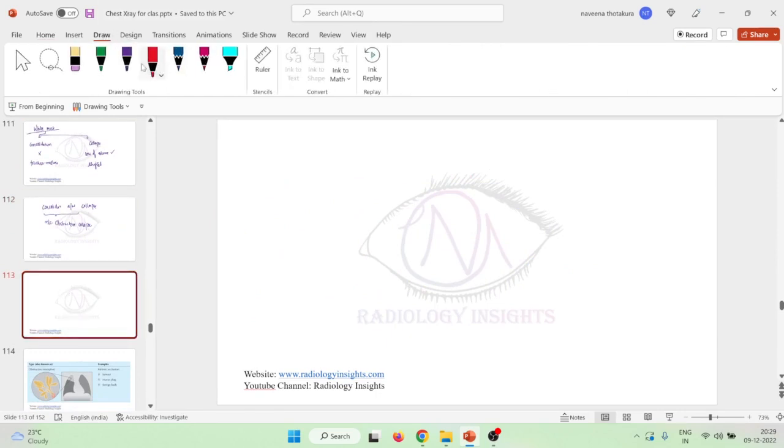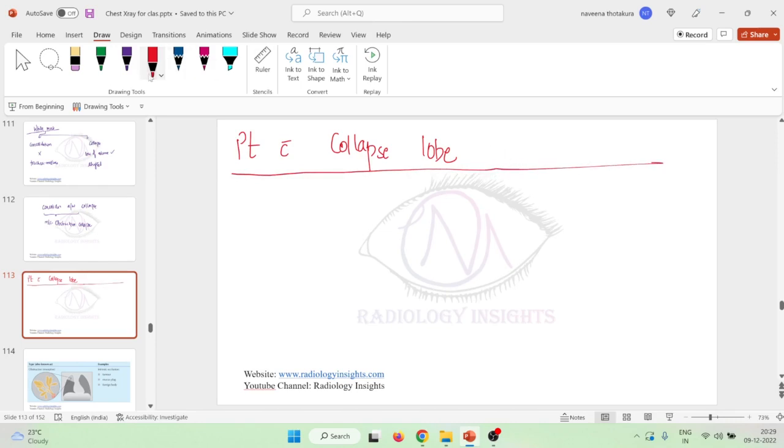If a patient presents with a collapsed lobe, that is his main presentation. Then you should see the clinical history of the patient.